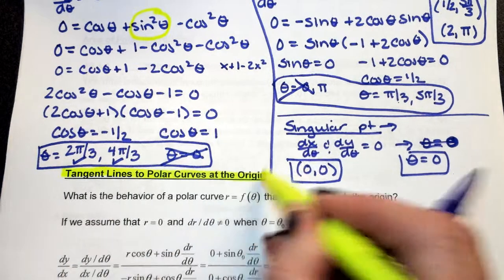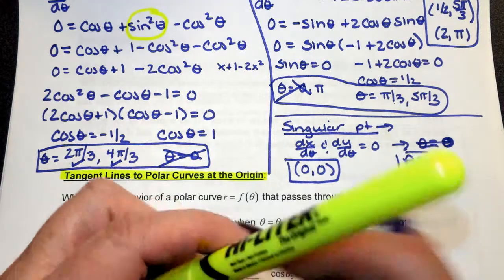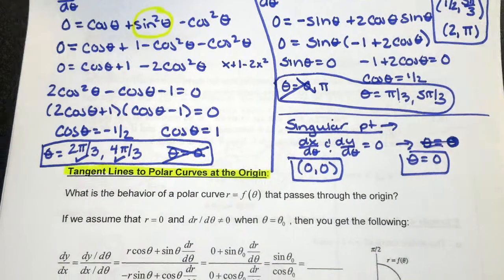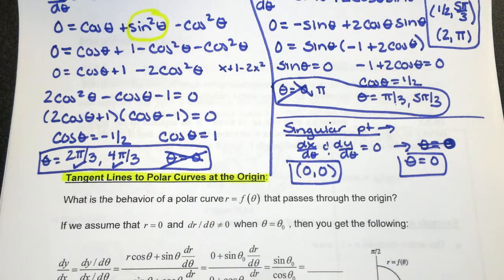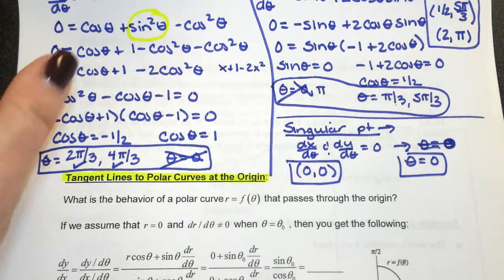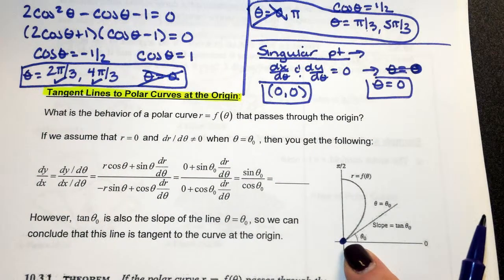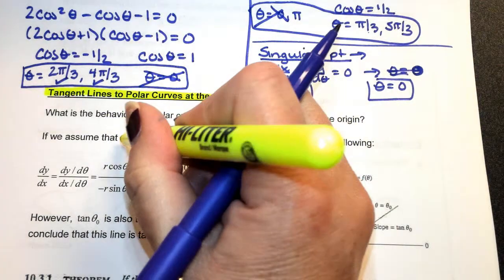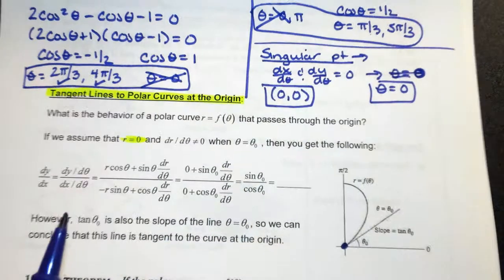Now, another type of tangent line that they sometimes ask you about is when you have a tangent line at the origin, or what we refer to as the pole. Again, if you've got a tangent line at the pole, try and find the point at the pole. Again, what do we know about r values at the pole? The r value is going to have to equal what? 0. So again, the r value is going to have to be equal to 0.